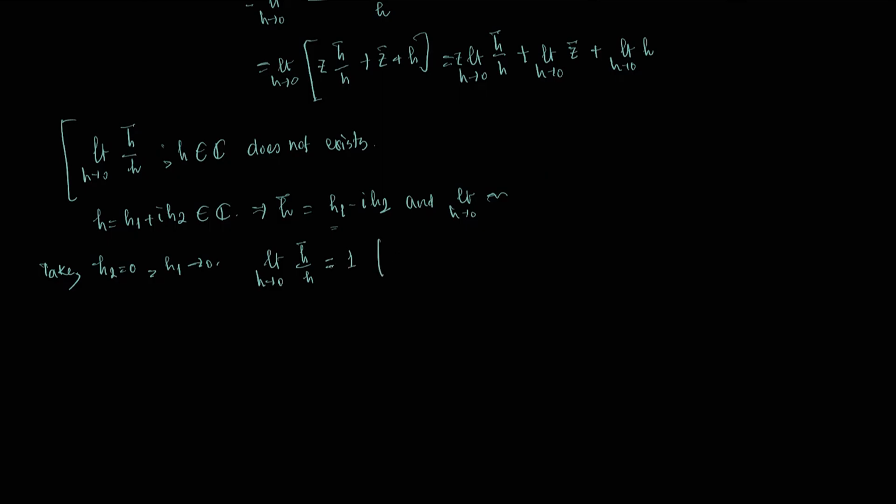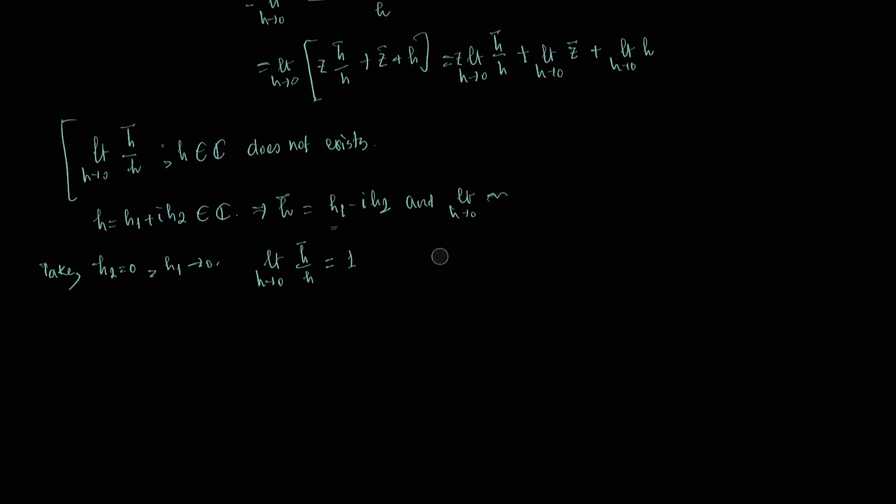Because you see, h bar is nothing but h1 minus i h2. So h2 is 0, so it's basically h1 by h1, and limit h tends to 0 means h1 goes to 0. Basically, if limit h tends to 0, it means that h1 and h2 both are going towards 0, right? So you see, this is nothing but 1. So that is why it is 1.